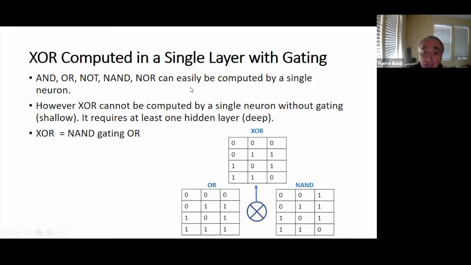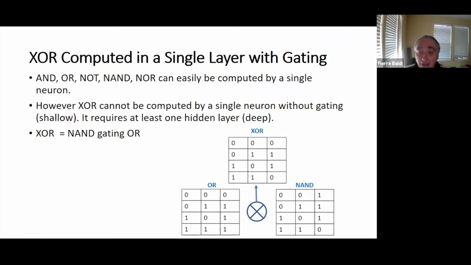Another way of looking at it is to look at what can be done with attention that could not be done before. And the classical example is the XOR Boolean function, exclusive OR. You should know, and it's very easy to prove, that a single neuron, a linear threshold gate, let's say, cannot compute XOR.